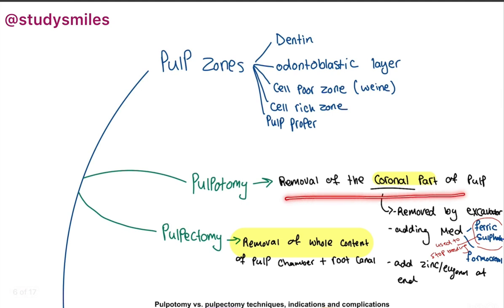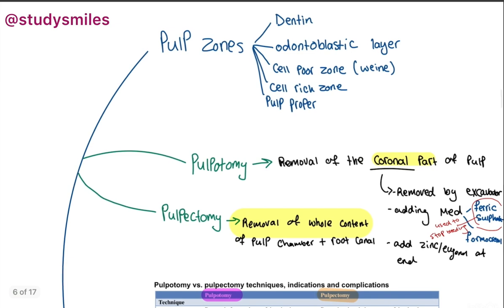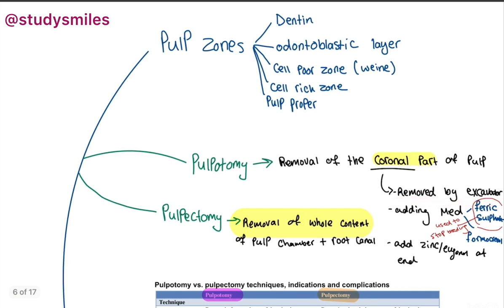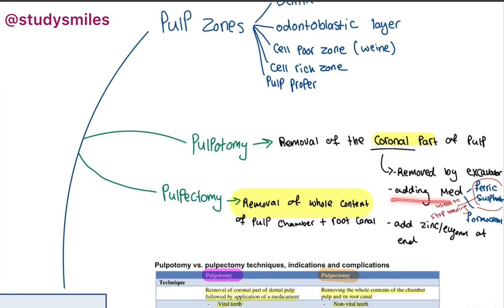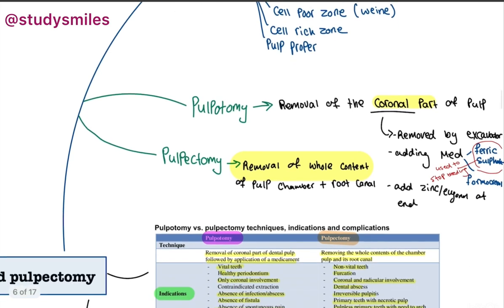Pulpotomy is the removal of the coronal part of the pulp. Coronal part, remember this. What we do is remove it with an excavator and then add medications. Medications could be ferric sulfate, or another medication known as formocresol. The ferric sulfate is used to stop the bleeding, okay? Because once we expose the pulp, there's going to be active bleeding, and we use ferric sulfate to stop the bleeding. And then we have pulpectomy.